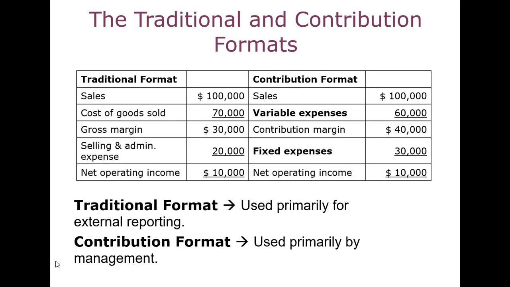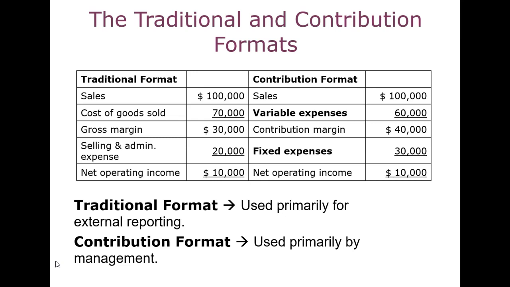Now let's go to the traditional and contribution margin formats for income statements. Over on the left, you see something that should be very familiar to you. We saw this in the first accounting course. You take sales, you take away cost of goods sold, you get gross margin. Then you take away selling and administrative cost and get net operating income. And of course below that you would take away your non-operating items, add non-operating income, take away income tax, and get your net income. But this stops at the net operating income level.